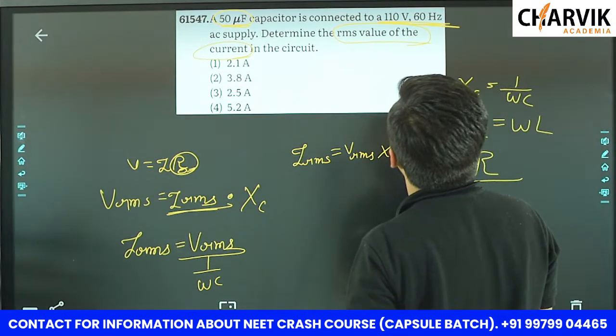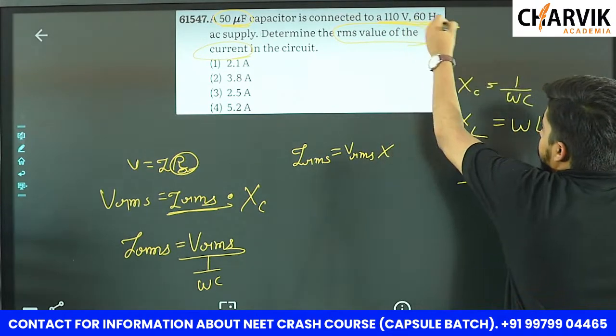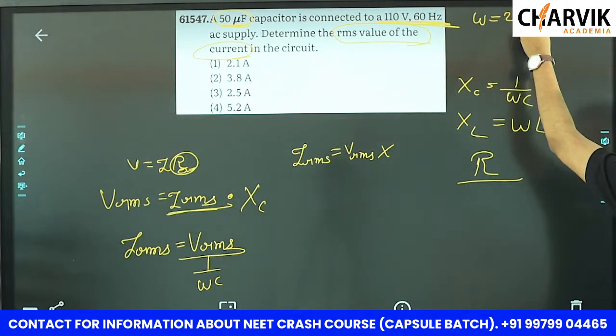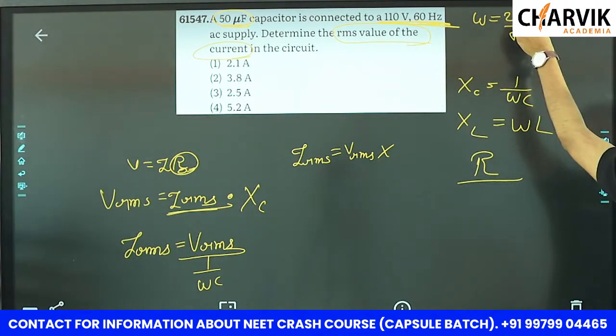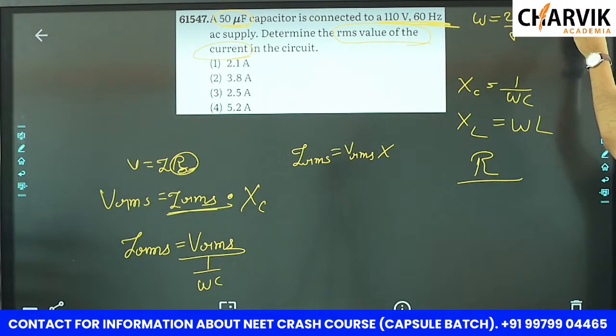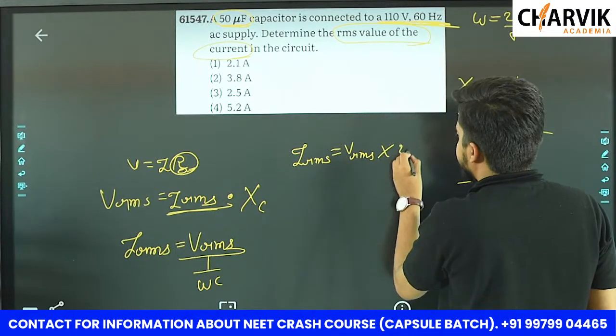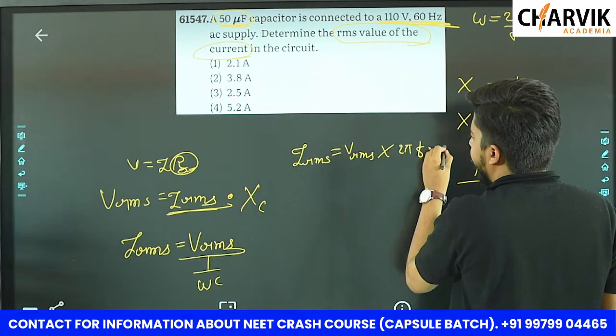Do they give the value of omega? No, they have given the frequency. So what is the formula of omega? Omega is 2 pi by T, and instead of 1 upon T you can write f. So the formula of omega becomes 2 pi f. So here, instead of omega, we can write 2 pi f into the capacitance.